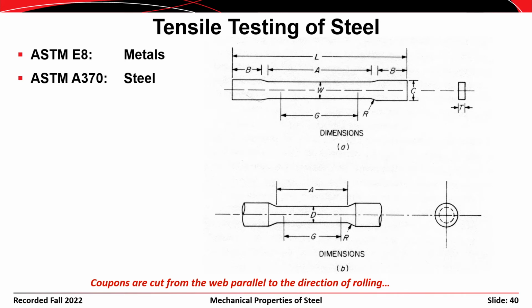Coupons from rolled sections are cut from the webs of the sections in the direction parallel to the direction of rolling, so parallel to the major length dimension of the product. If you look at the strength of steel in the other dimensions, it can be different, so it's important to specify which direction we cut the coupons in. Usually the direction of rolling is the strongest direction, but fortunately for us, it's usually the direction that the load is applied in as well. Well, not necessarily the load, but the stresses resulting from the load. So that works out well.